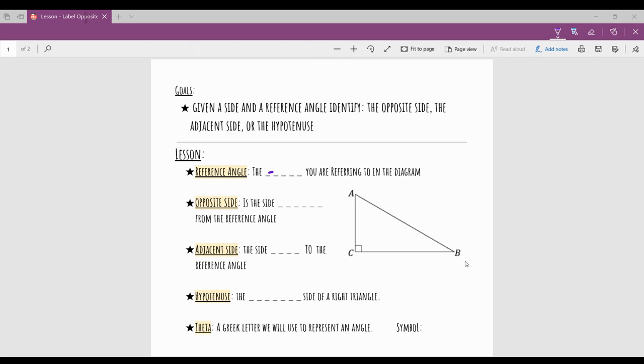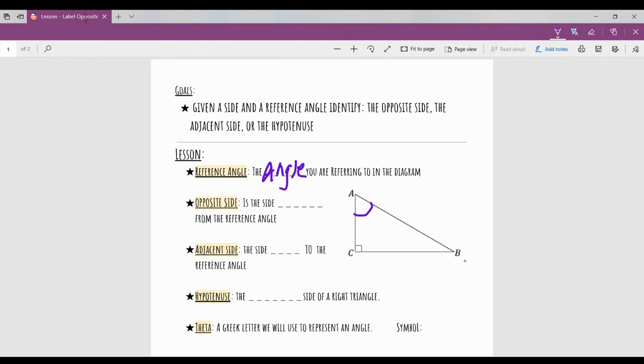In this lesson, we're going to be given a reference angle, and we want to identify the opposite, the adjacent, or the hypotenuse in the given triangle. So the first thing is reference angle. What is that? That is the angle that you are referring to in the diagram.